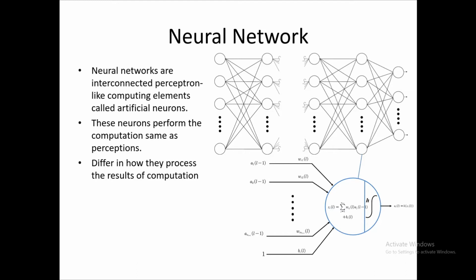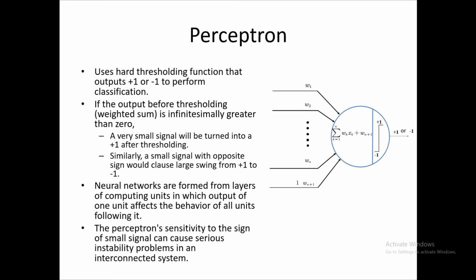These neurons perform the same computation as the perceptron, but they differ from the perceptron in how they process the result of the computations. As we discussed in our previous class, the perceptron uses a hard thresholding function that outputs +1 and -1 to perform the classification. Suppose that in a neuron of perceptrons, the output before the thresholding, the weighted sum, is infinitesimally greater than 0.